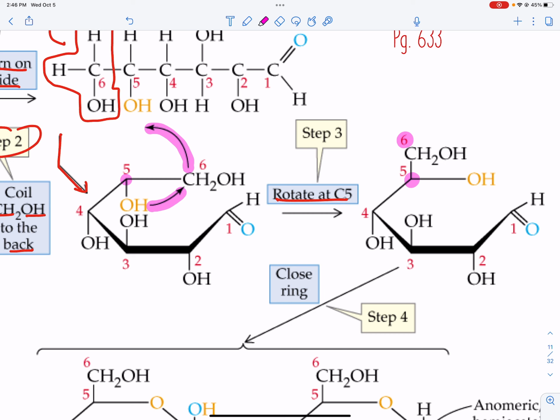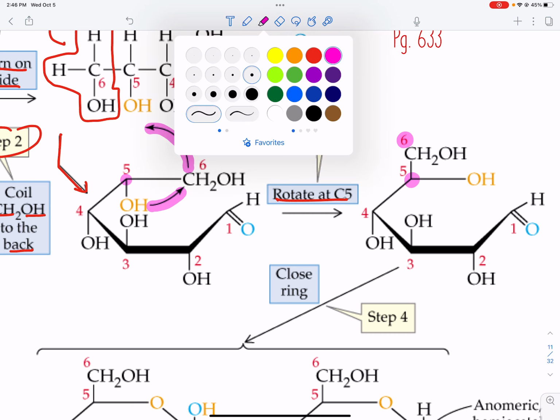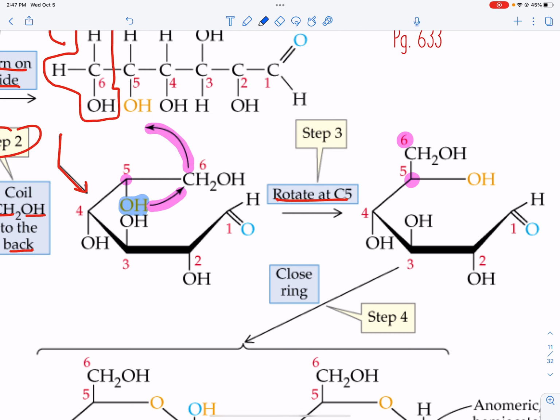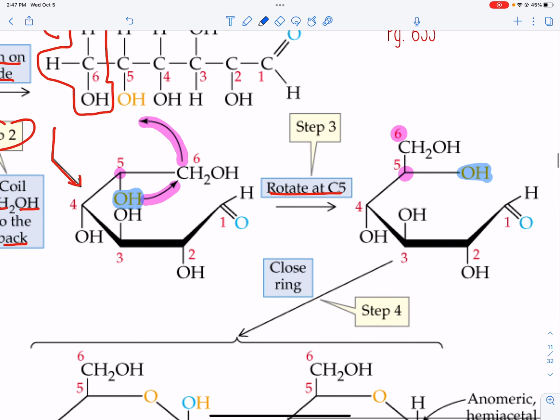Now it's above carbon 5, and you see what this did to the OH group? It pulled it up flat. Now it's horizontal with carbon 5. Okay, so we just rotated carbon 5. And the reason I'm walking you through this is because you're going to have to draw these.